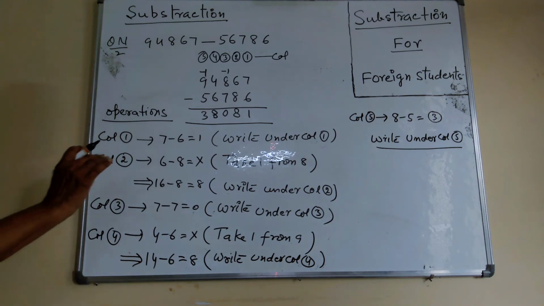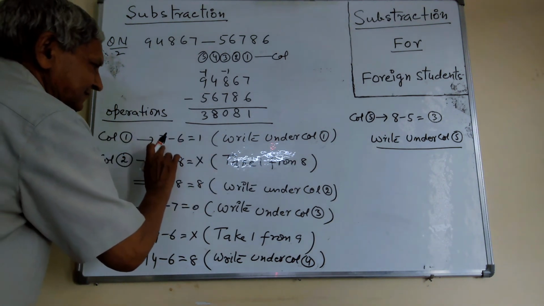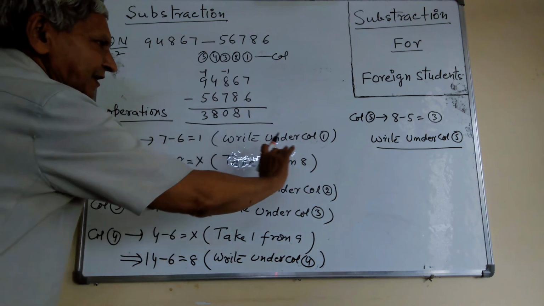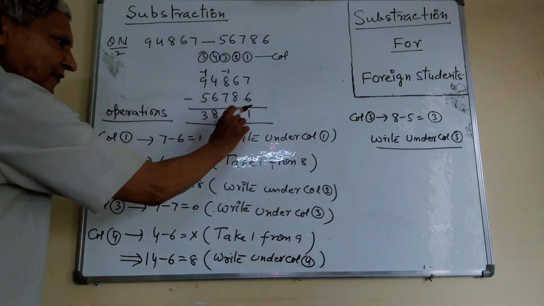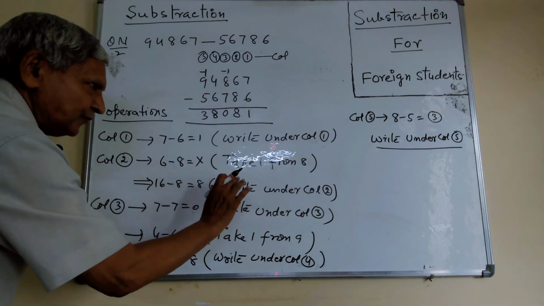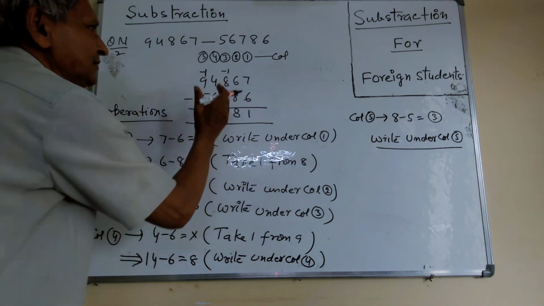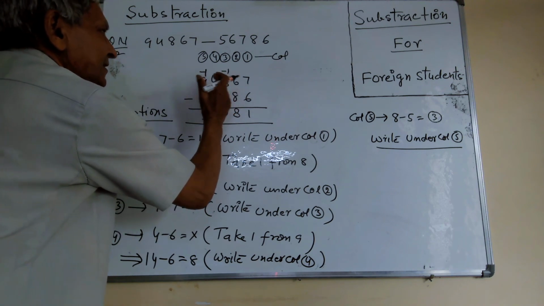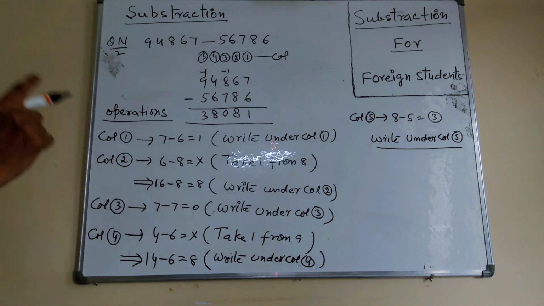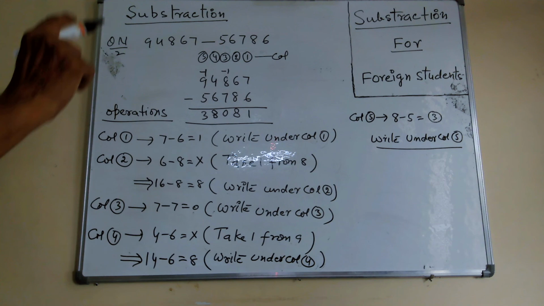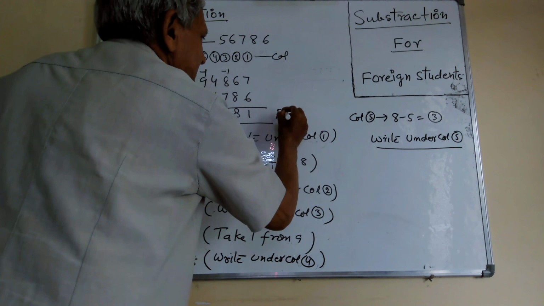Only two things you have to take seriously. When the numbers are in proper form, there is no problem. Write down the difference under the column. When the numbers are not in proper form, then you have to take one from the nearest number or the neighbor number. These are the only two operations you have to make in each and every column, and you will get the correct answer. This is the answer, my dear students.